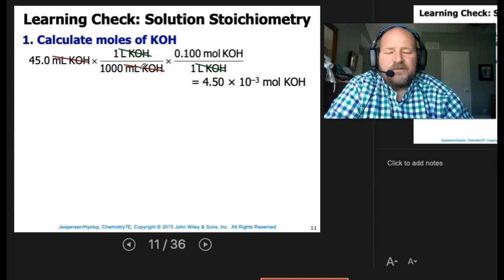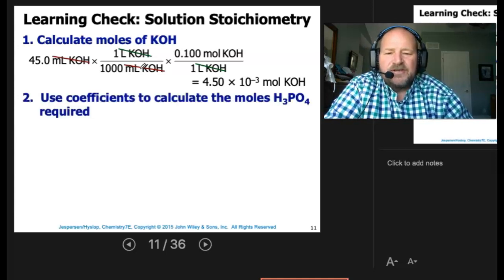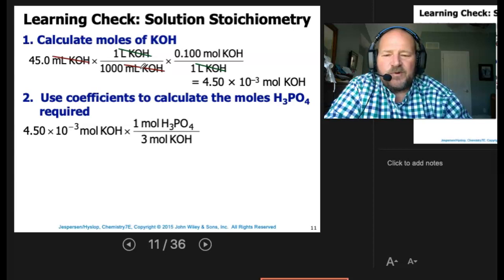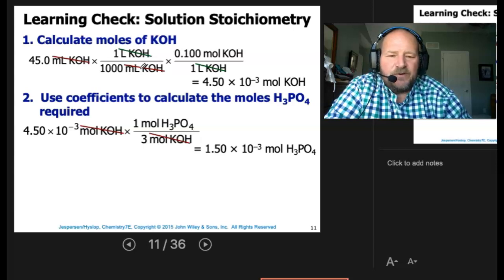Then, of course, we'll go from moles of KOH to moles of H3PO4. We'll use our balanced chemical reaction for that. So then we'll do that times 1 mole of H3PO4 for every 3 moles of KOH we'll require. Moles will cancel out, and now we have moles of H3PO4.